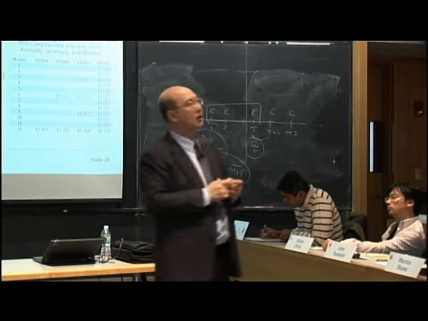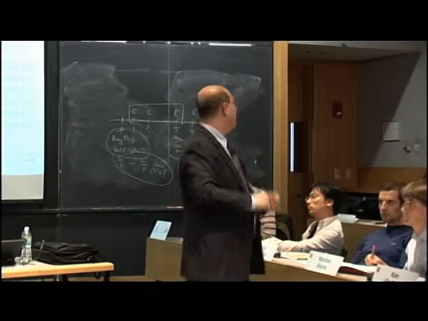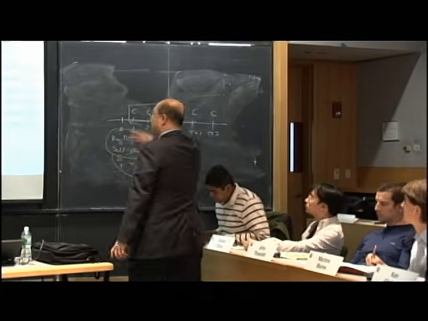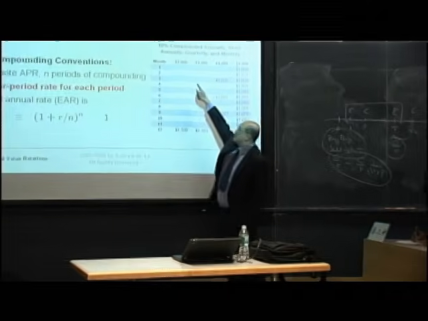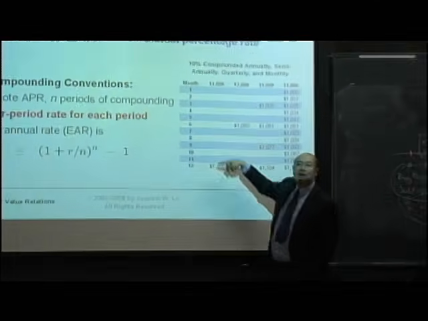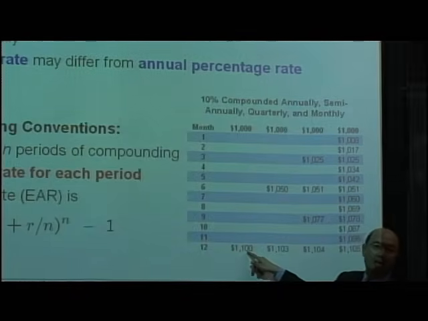Yeah? This is also known as the APY, right? Annual percentage yield. Yeah, that's right. Now, this is a very clear example of it. If you've got $1,000 and there's no compounding effects and the interest rate is 10%, you're going to get $1,100.